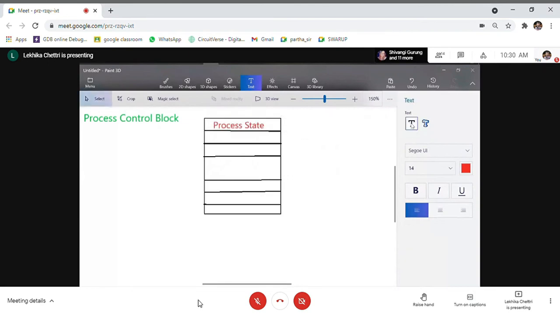Okay, so the next is your process number. Now, if I have opened 10 processes, the computer does not remember these 10 processes by name. It will not remember them as Paint 3D, browser, calculator, Python, Anaconda, and so on. It will not remember it like that.